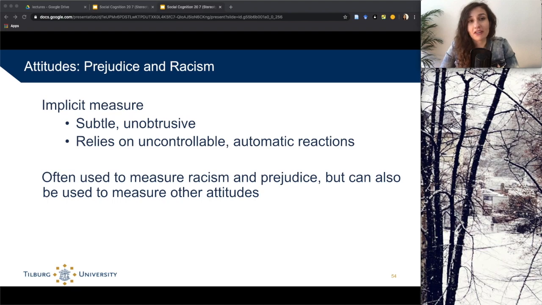Well, we could try to use implicit measures. What do I mean by implicit measures? I mean using measures that are more subtle than the direct question that I just presented to you, and unobtrusive. The idea is that these measures rely on uncontrollable automatic reactions, so that our participants in the lab can't override their responses. And we have some immediate evidence of things like racism and prejudice without it being clouded by social desirability concerns.